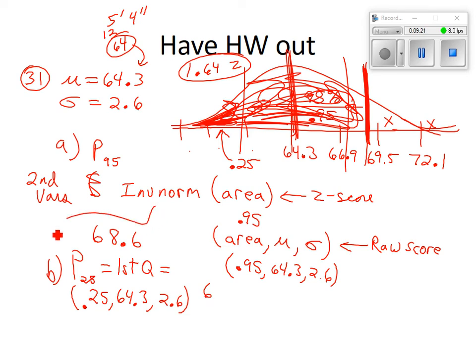Yeah, this and that. So if we're going backwards, if we're trying to find either the Z-score or the actual X score, the raw score, then we're doing the inverse. So instead of doing just the normal CDF or normal PDF and just doing the curve, we're trying to go backwards. We have the curve, we want to go back to the numbers, find the numbers.